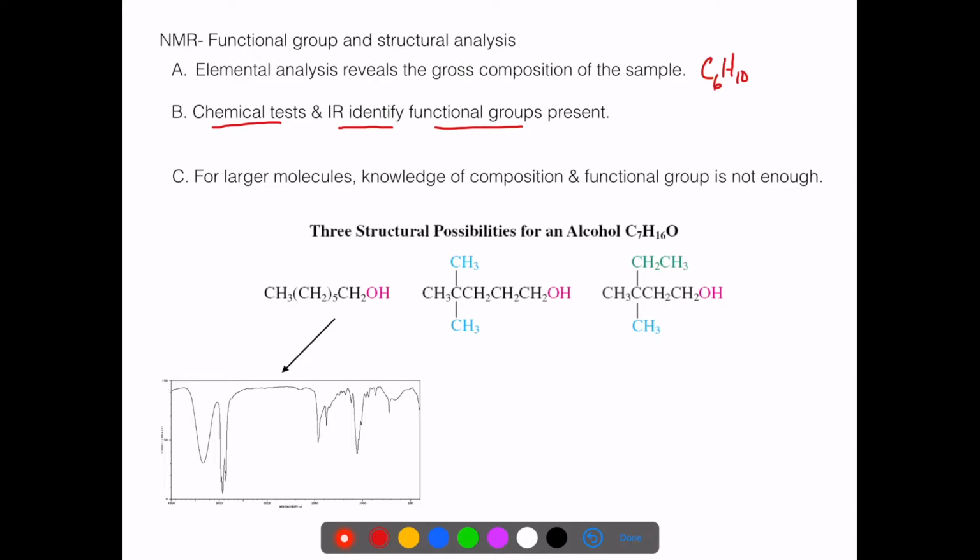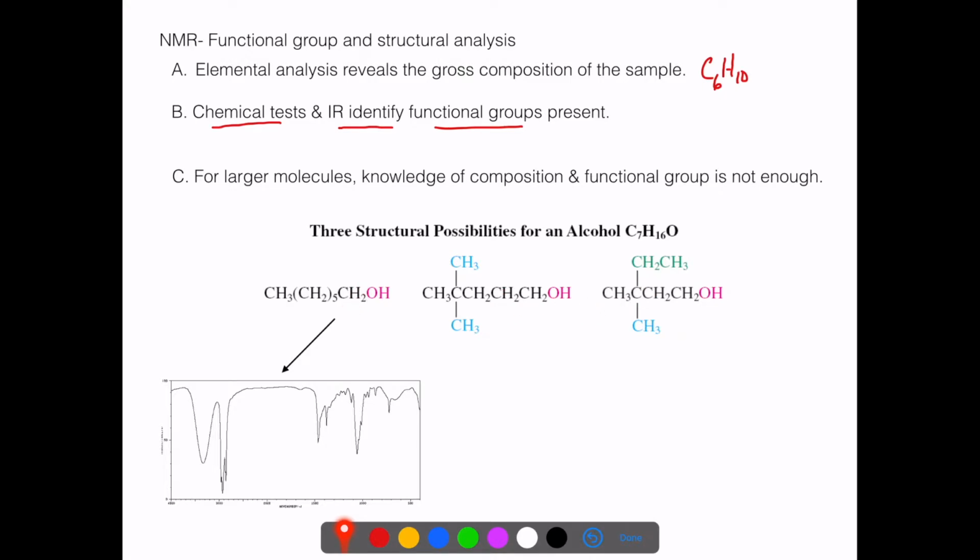For larger molecules, such as the ones we show here, the composition of functional group is not enough. These three ultimately all have approximately the same number of hydrogens and oxygens and carbons, and they're just all in different compositions. And I say approximately, but they have exactly the same number of those. What we find out is that all three of these, their IR spectra would look exactly the same, or very nearly the same. So this is the IR spectra of this compound.